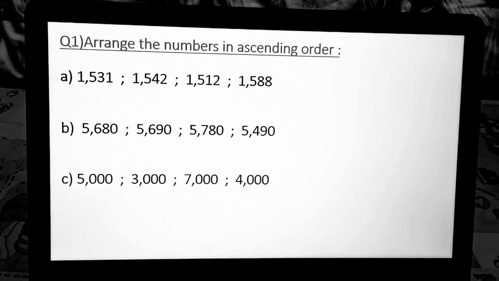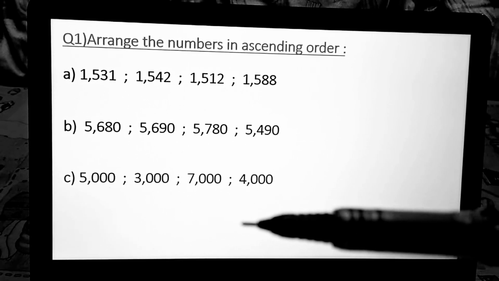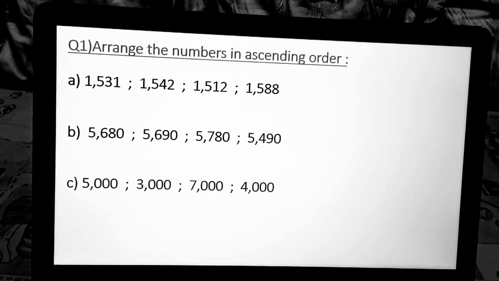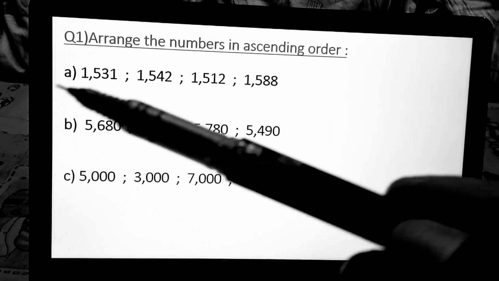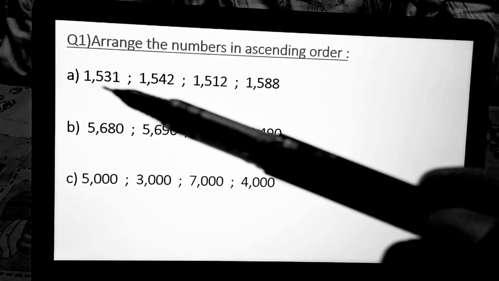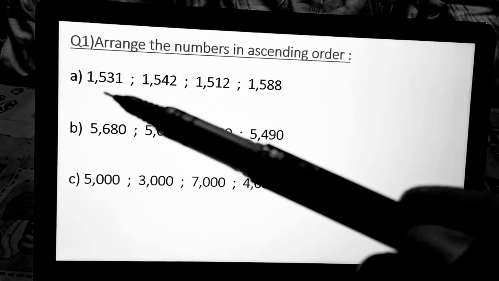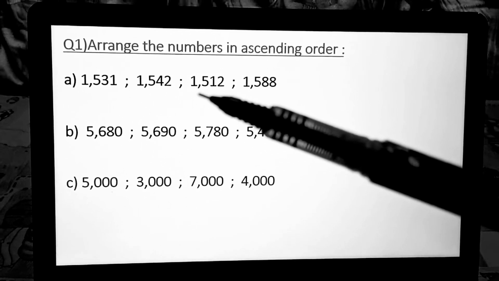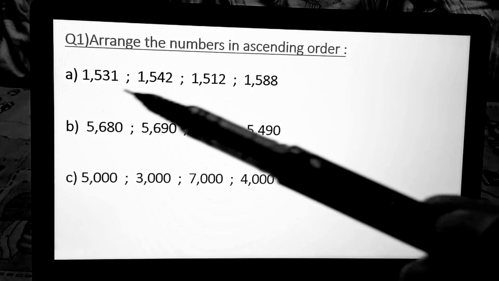Question number 1. Arrange the numbers in ascending order. I have taken here 3 questions, children, from your exercise. Okay. Now let's deal with the first question. So here among these 4 numbers, which is the smallest one? All are 4-digit numbers, na? So among these we have to find the smallest.